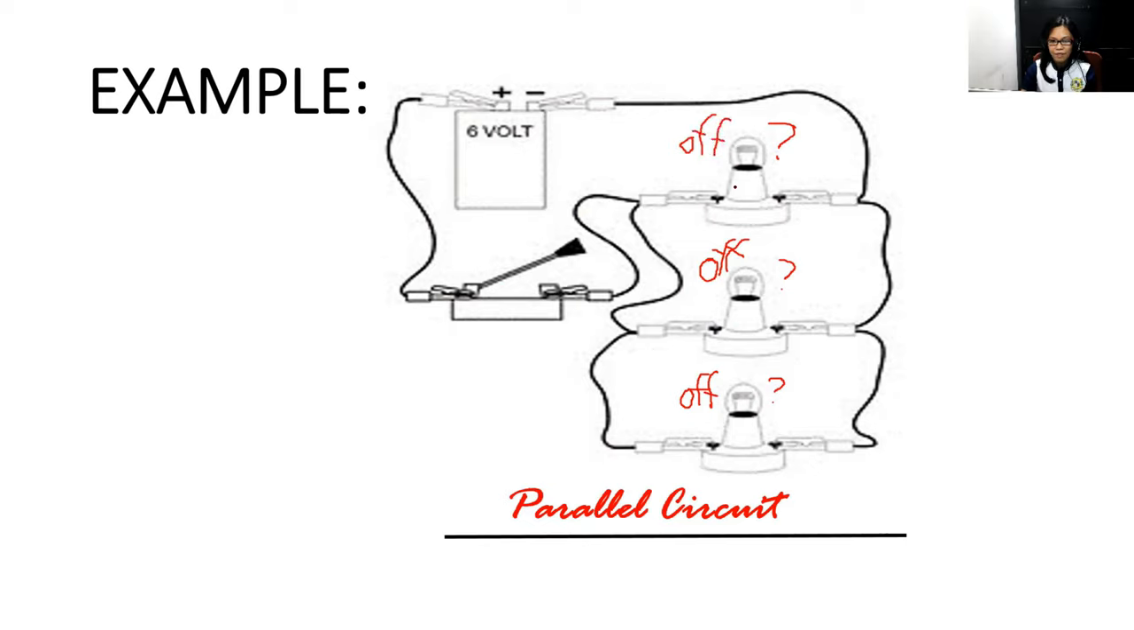All right, now, why do you think my answer is off? Why I answer here, this bulb is off, this one is off, another bulb is off? So I will not color it yellow because there are no lights on these bulbs. So why my answer is off? Because this is open circuit. Why do you think this circuit is open? Okay, because of the switch. The switch is off, all right? It has a gap. Electricity or electron or electric current cannot flow on this circuit because the switch is off. So all the bulbs are off. This is parallel circuit, okay?